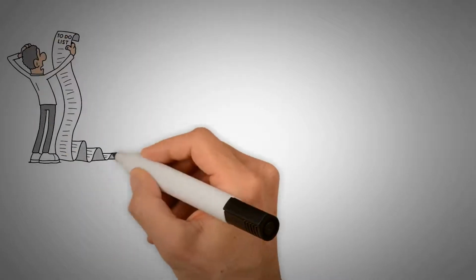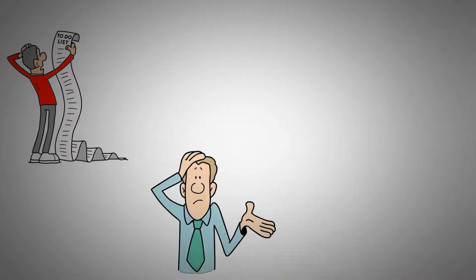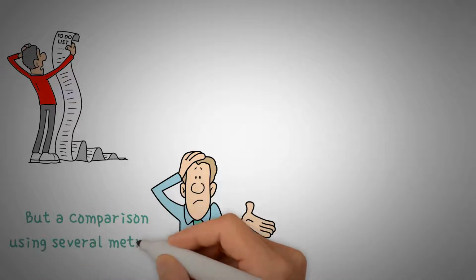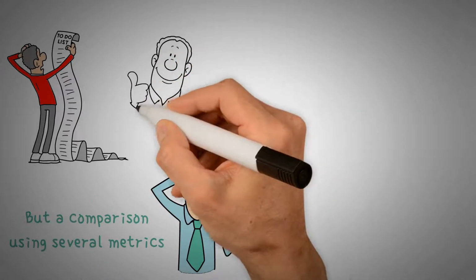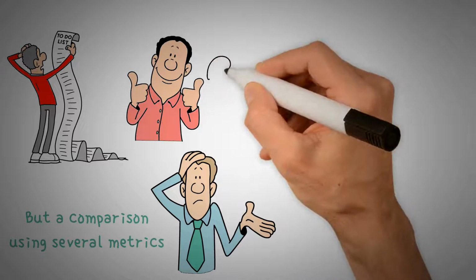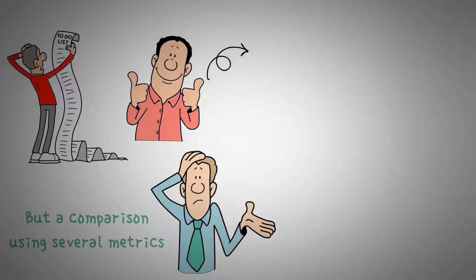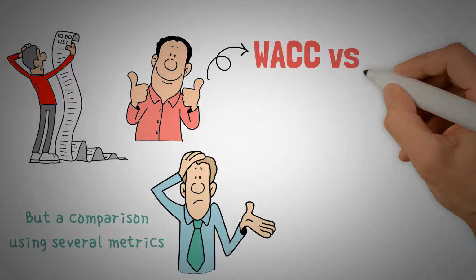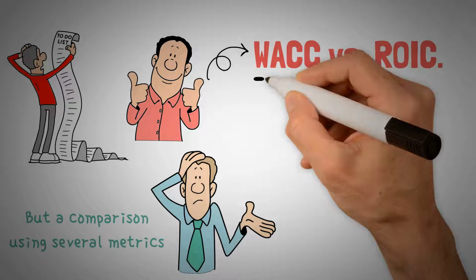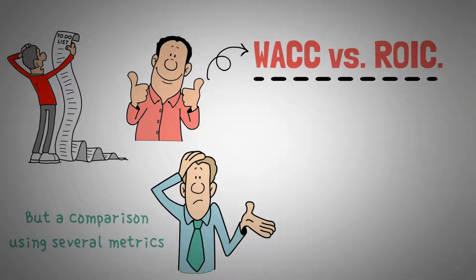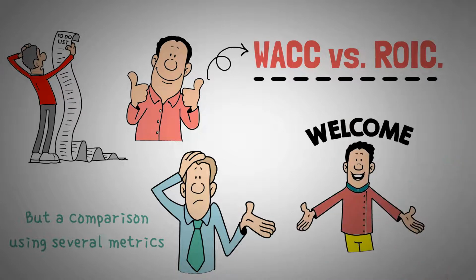Measuring a business's economic moat is a challenge, but a comparison using several metrics allows us to get an economic moat idea. That comparison is the grudge match of finance, WACC versus ROIC. Before we compare the two metrics, let's look briefly at both sides of the comparison.